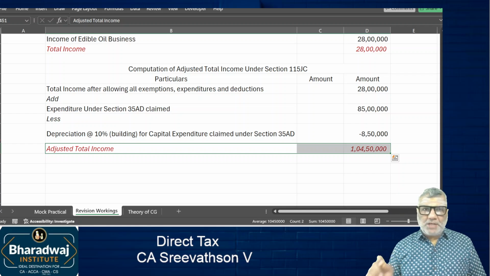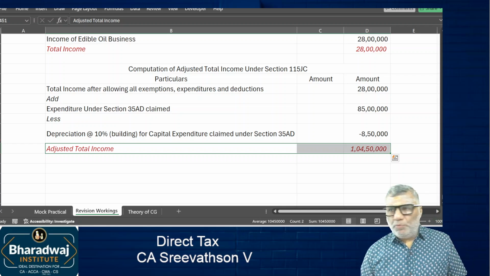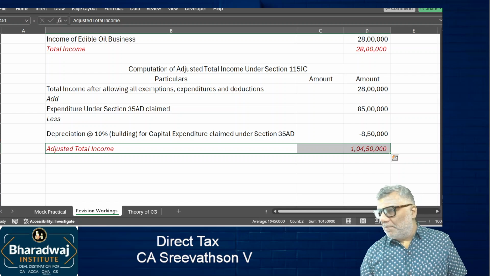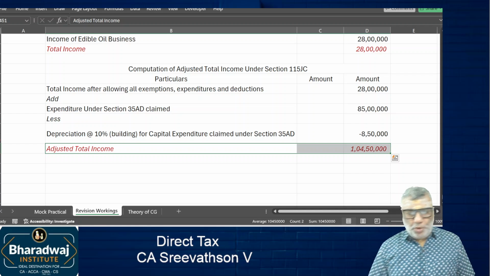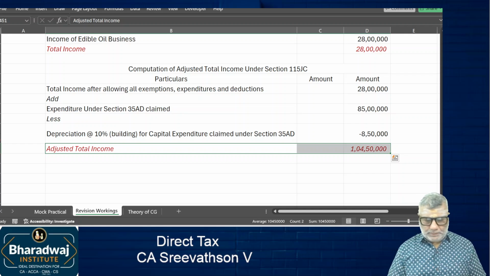If they have asked me what is total income, I would not have done the ATI working. If they ask you to compute tax, please remember to do ATI working.